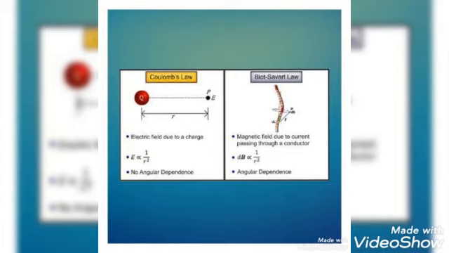The second point is, you see the diagram, so the position vector R is acting along the line joining the source and the point P. In the Biot-Savart law, the position vector R and the current element is acting perpendicular to the field. Third point, it does not depend upon the angle in case of Coulomb's law. In Biot-Savart law, it depends upon the angle between the position vector and the current element.